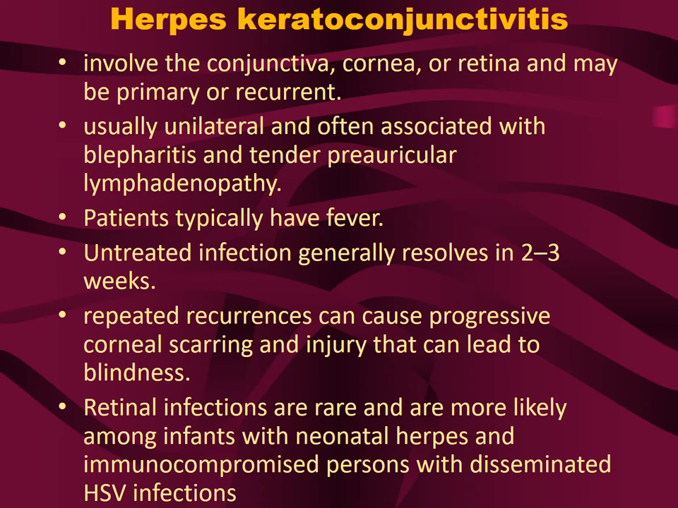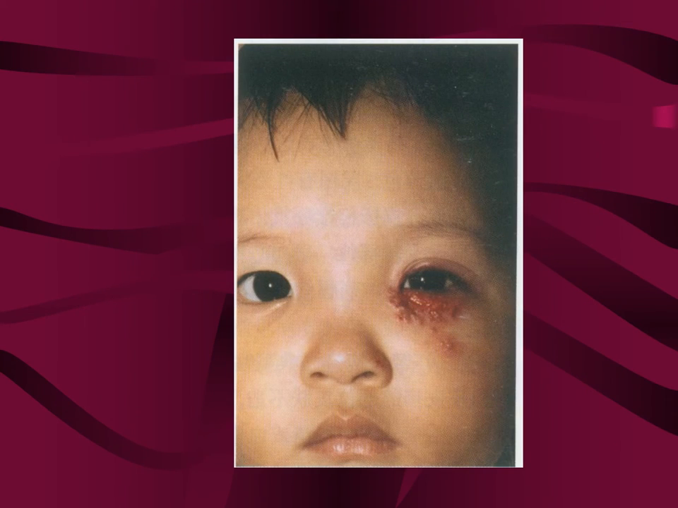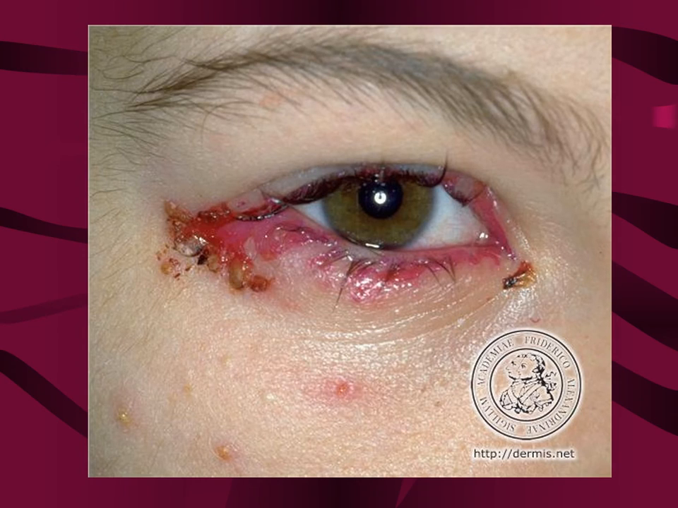Herpes keratoconjunctivitis, on this picture. Keratoconjunctivitis is usually unilateral and often associated with blepharitis and tender preauricular lymphadenopathy. The patient may have fever, then it involves the conjunctiva, cornea, or retina, and may be primary or recurrent.